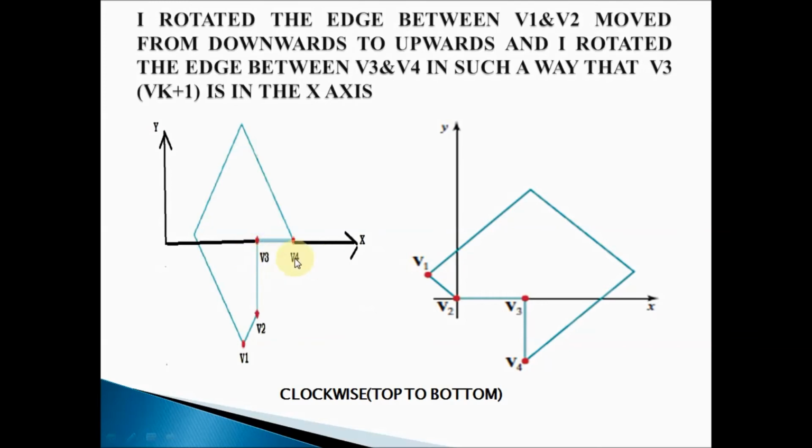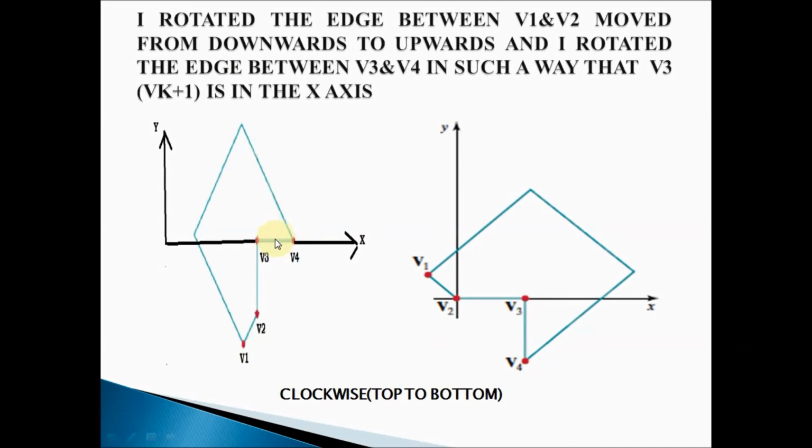Now this is not only the edge, right? Another two vertices are there here. There is an edge between v3 and v4. Now I have to rotate that also. Now you can see here, I rotated the edge between v3 and v4. I rotated this edge v3 and v4 also.